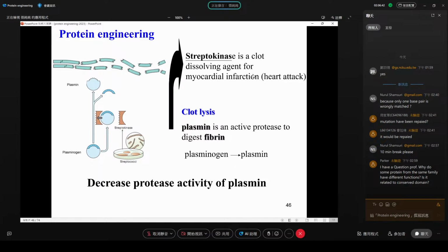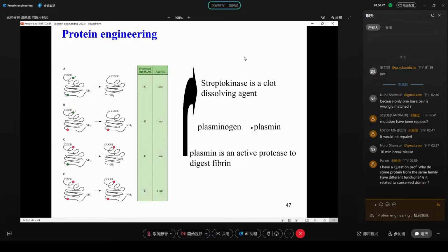So decreased activity is a major bug for this kind of strategy. So how to improve it? The answer is quite simple. You just mutagenize streptokinase, still maintaining its clot dissolving activity, but mutate the plasmin recognition site, the protease recognition site. So streptokinase can still do its work for clot dissolving, but it will not be recognized by the active form of the protease.